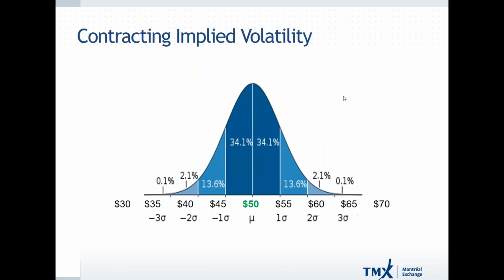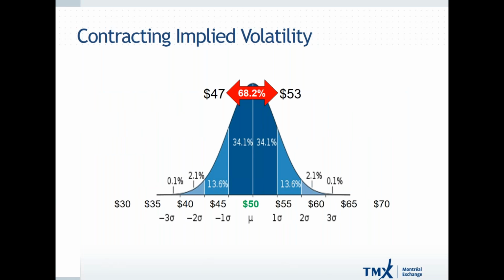So in that instance, if we take a look at the implied volatility distribution curve here, what might happen then is that the option prices will be adjusted such that the market maker feels that the stock is only going to trade between 47 and 53, or there's a 68.2% chance that it's going to trade within that 47 to 53.